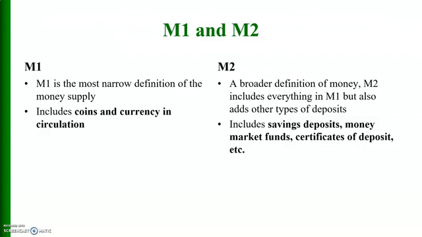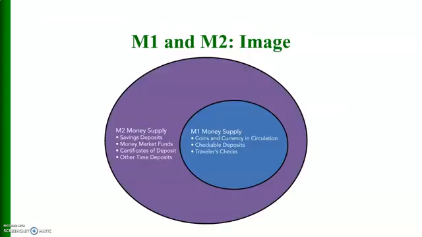These are the definitions of M1 and M2. And here is the relationship, or the image, of M1 and M2. M1 is a subset of M2.